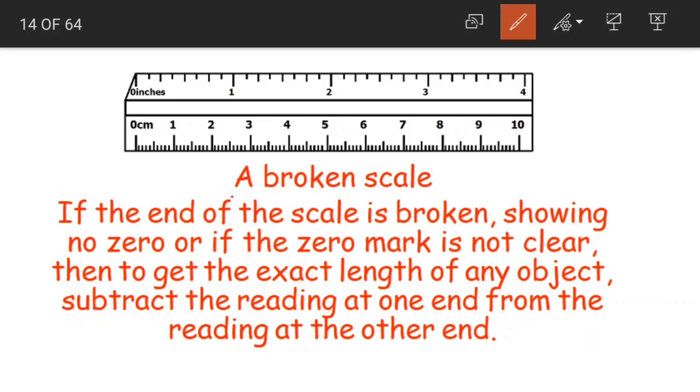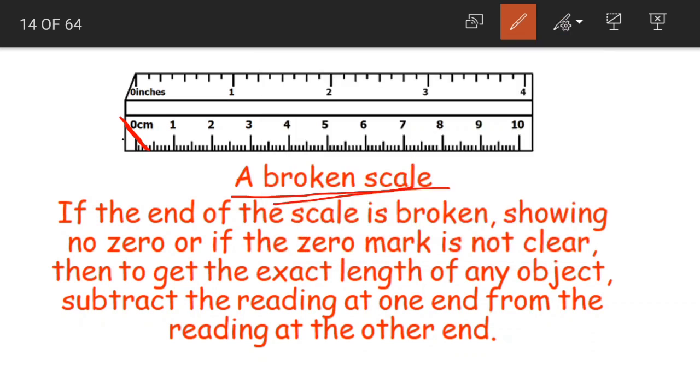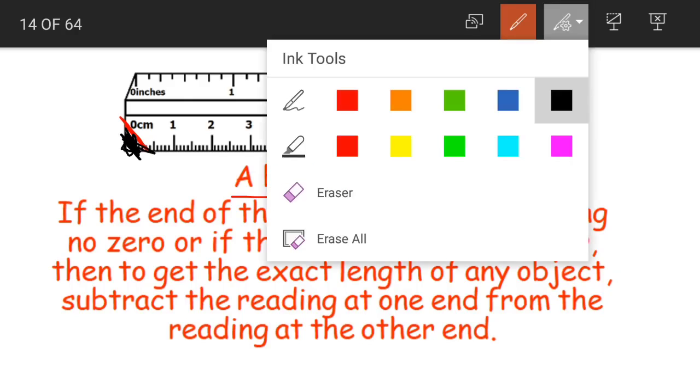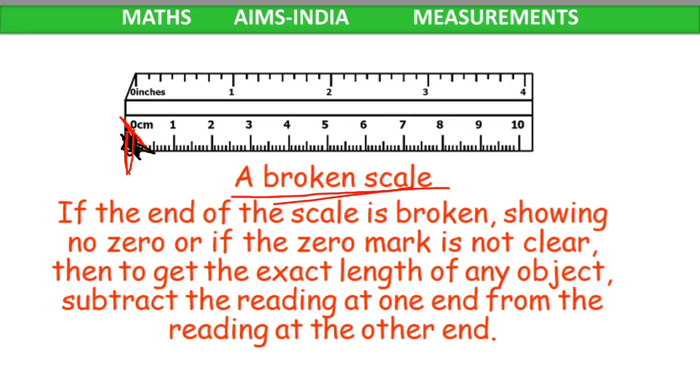Now what if you have a broken scale? For example, in this scale, suppose the scale is broken till here. Okay, just assume that I'll mark this black here. Just assume that your scale is broken. Now can you see the 0 centimeter line here? No, you cannot see the 0 centimeter line here. Now how will you measure an object using a broken scale like this?